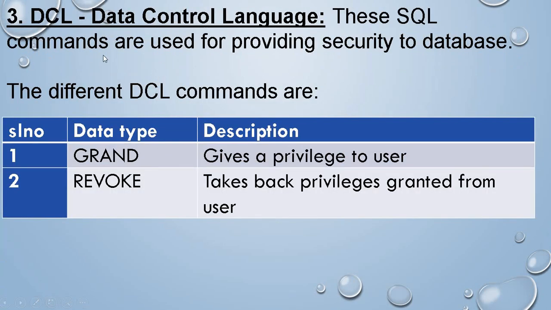DCL means the SQL commands are used for providing security measures to the database. So you are providing security to your table based on the commands. There are two commands here. One is grant and the other one is revoke. Grant command is used to give privilege to the user, and the revoke command will take back the privileges which were granted to the user.